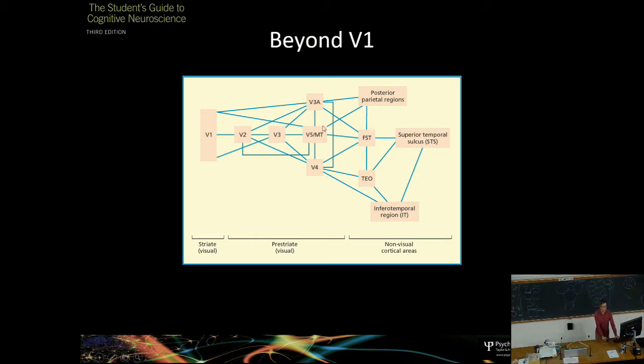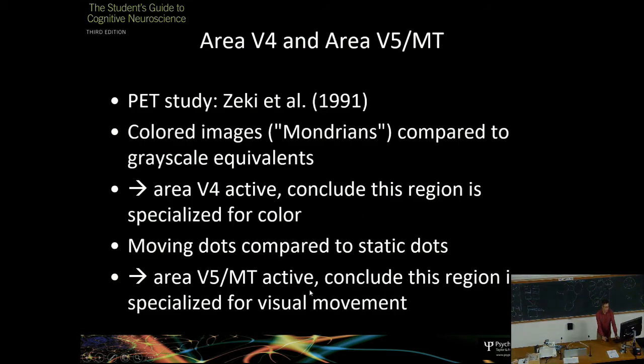So the two regions I'm going to talk about are more specialized visual regions. One involved in color, which is called V4, and one involved in motion, which is called V5 or MT. Basically, the original brain imaging studies that looked at this, so PET was just a forerunner of fMRI, looked at coloured blobs. There's an artist called Mondrian who basically has lots of coloured squares, a kind of abstract artist. And they present coloured squares versus grayscale squares.